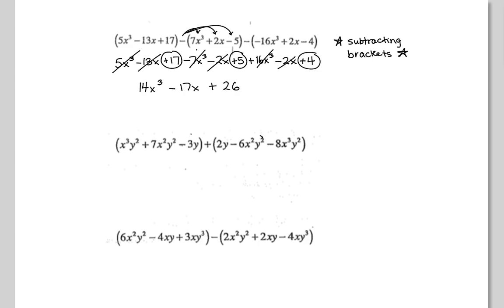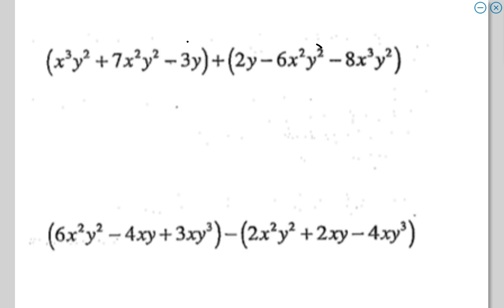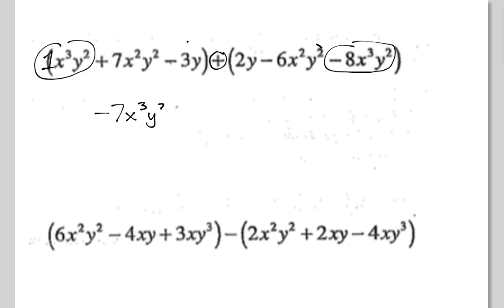All right, so some good questions just came up. He says, with this next one, if there's nothing written, is it assumed that there's a 1 there? So then you have 1x cubed y squared, and then you're adding, so that makes life a lot easier. You just keep the signs the way they are. 1, take away 8, negative 7 x cubed y squared.